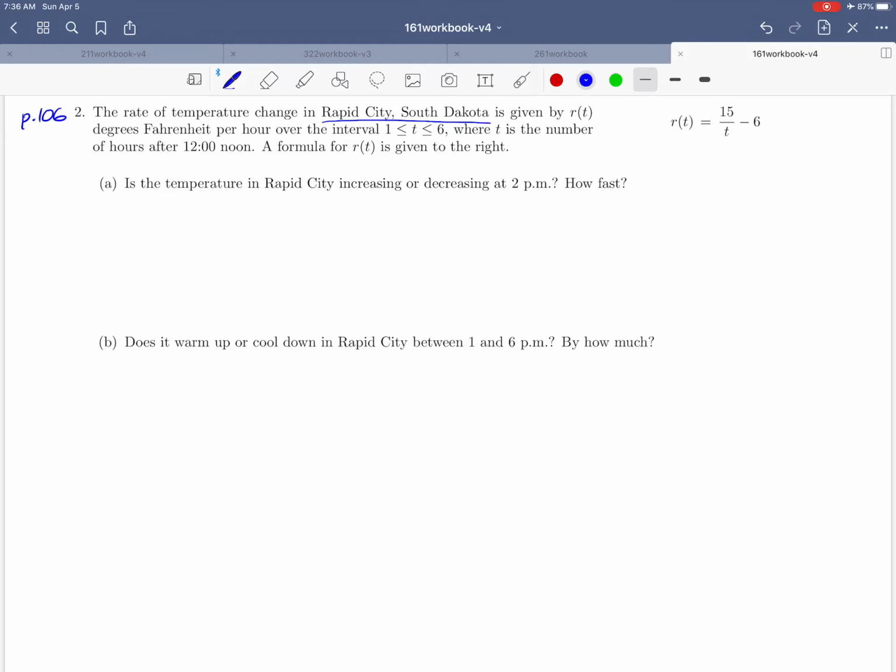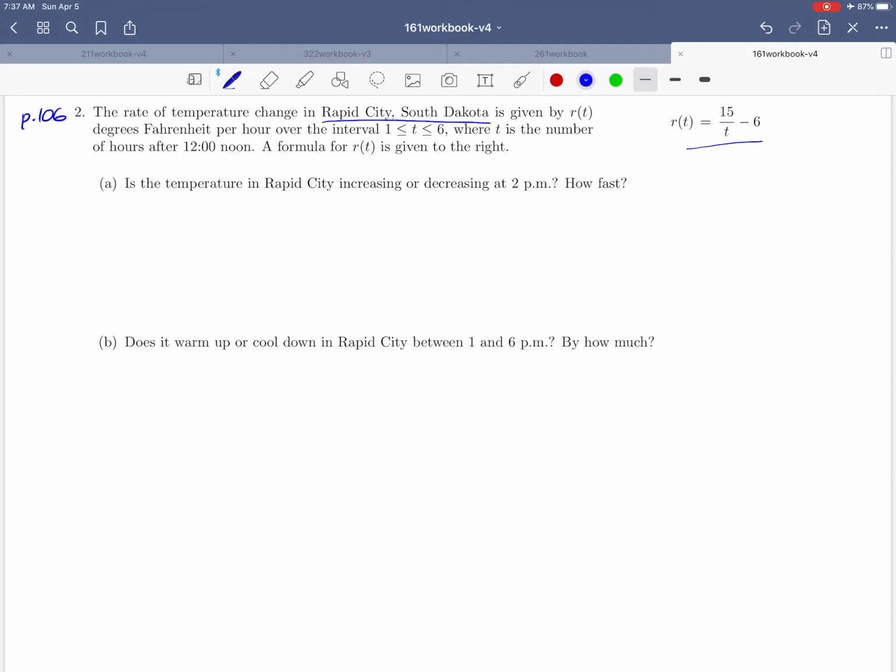So speaking of temperatures, that's kind of what this problem is about. Let's read the information that they're giving us. The rate of temperature change in Rapid City is given by R of t equals 15 over t minus 6. They're giving us that information over a 6-hour period, and t represents the number of hours after 12 noon. So noon is kind of our starting point. They've given us the formula to the right.